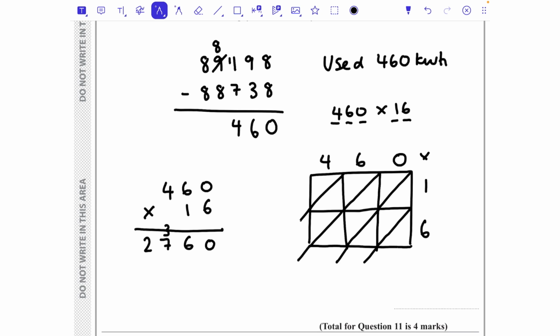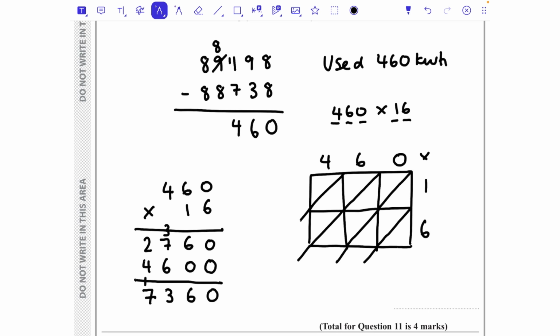Now we're going to move over to the 1, but it's not really 1, it's 10. So I need to put a 0 in here to hold the place value. 1 times 0 is 0. 1 times 6 is 6, and 1 times 4 is 4, and we're then going to add that together. So 0, 6 add 0 is 6, 7 add 6 is 13, so 3 carry the 1, 2 add 4 add 1 is 7. So we've got 7,360 pennies, and we'll come back to that in a minute.